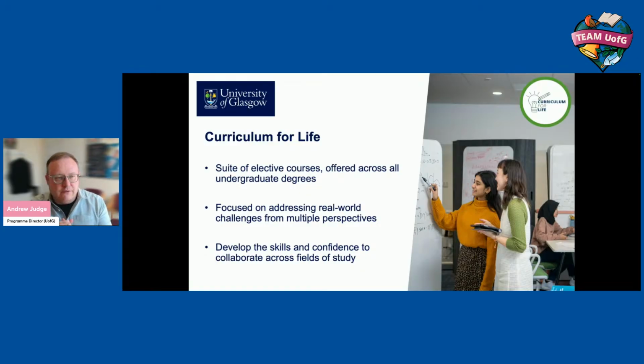So let's look at curriculum for life. What's this? Well, it's a suite of elective courses. It's not just particular to the MA Social Sciences at Glasgow. It's across all of our undergraduate degrees, or will be in the next year or two. So that includes over to the sciences. It's a series of elective courses that are open to students, and this is a major change in how we do our degrees at the University of Glasgow. We are going to insist on students picking up at least one of these courses at some point during their studies, and in this degree programme it's in second year. The electives are focused on addressing real-world challenges, so real problems that exist in the world.